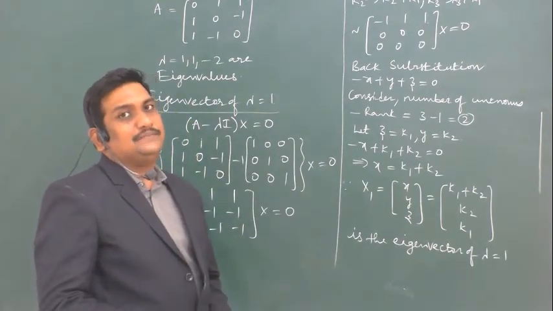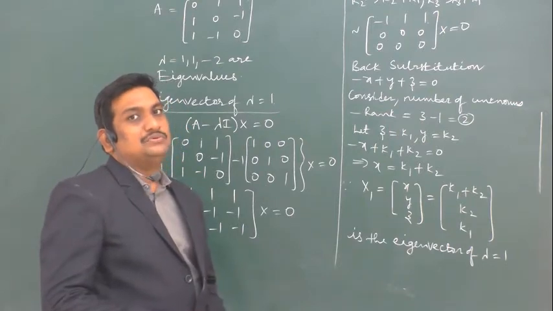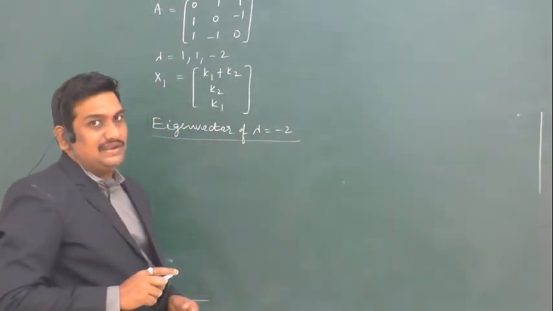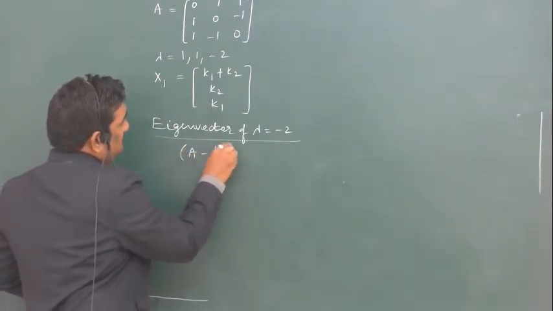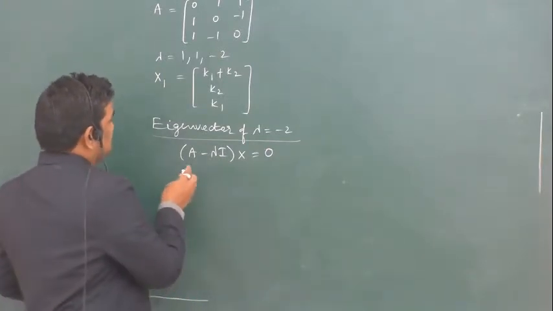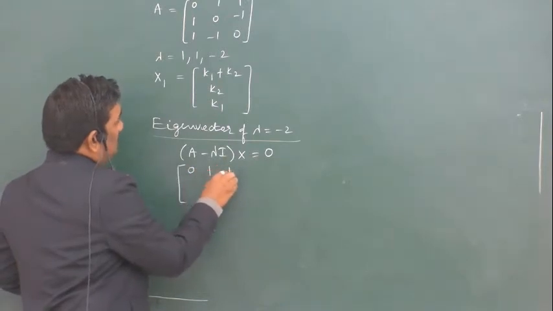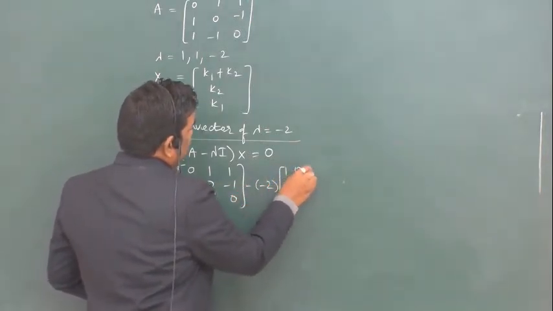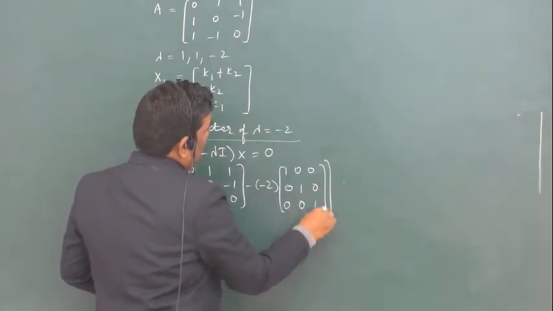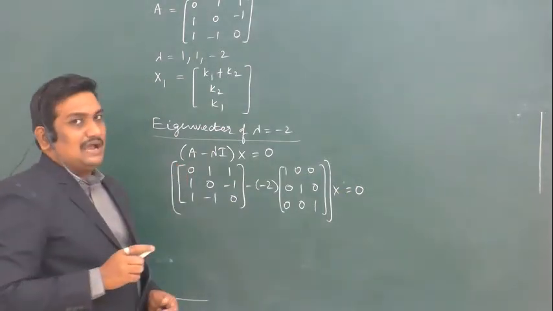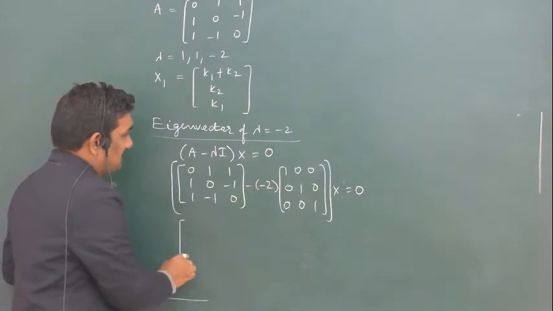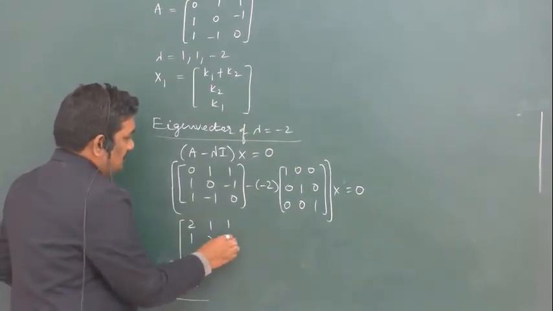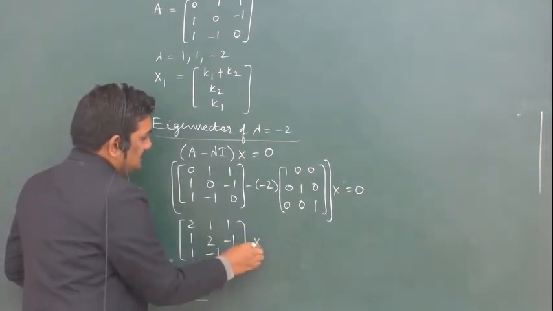Now let us find the eigenvector for lambda equals minus 2. The eigenvector is again not a null matrix, satisfying (A minus lambda I) X equals the null matrix. A is the matrix of the quadratic form [0 1 1; 1 0 -1; 1 -1 0], lambda is minus 2, and I is the identity matrix. Adding corresponding elements, it will be [2 1 1; 1 2 -1; 1 -1 2] times X equals the null matrix.